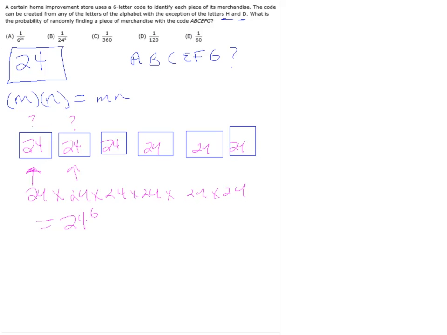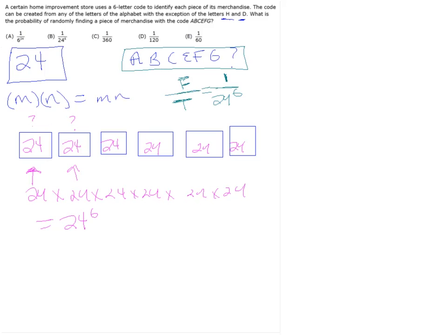And as Jeff's been telling you, probability is nothing more than the favorable number of outcomes divided by the total number of outcomes, right? So if you think about it, this one specific code is just one code out of the 24 to the 6 possible codes. So if you were randomly picking merchandise, you would find that this is one possible code out of this big number of 24 to the 6 possible codes, and that's the answer. 1 over 24 to the 6th.